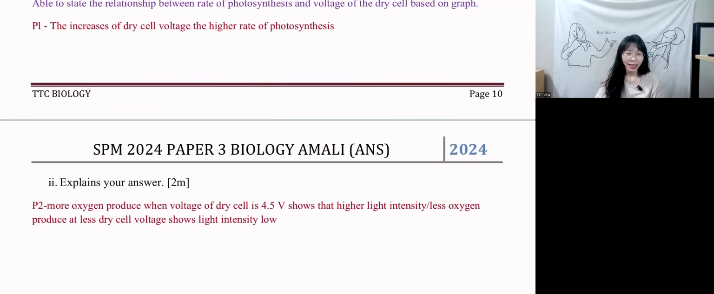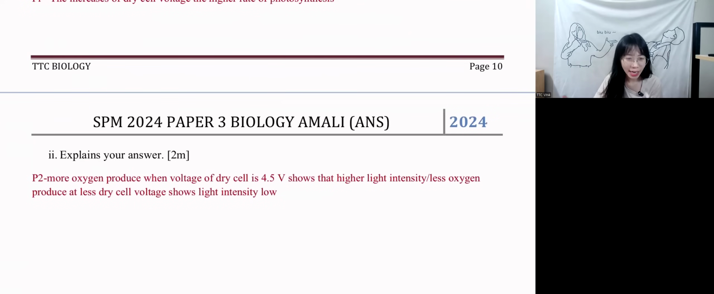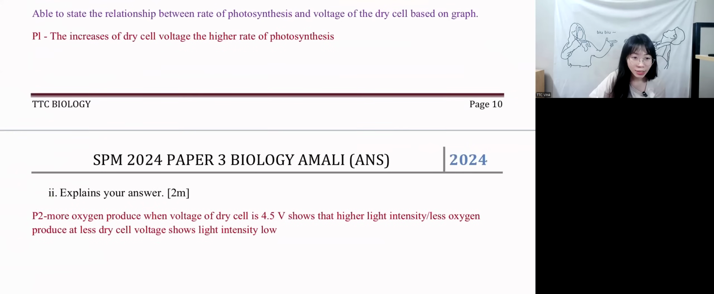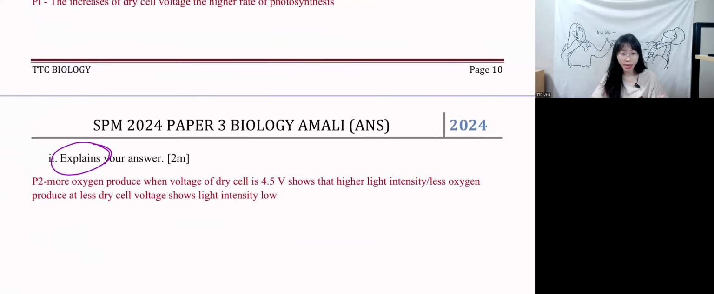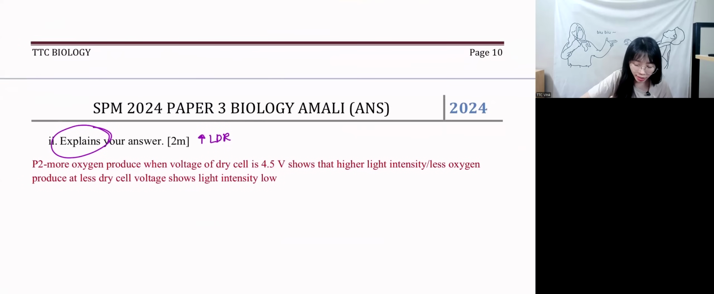Next, explain your answer. How do we explain our answer? Our explanation needs to be based on biology knowledge, because the question here says state. The next question asks you to explain. How do we explain? We have to write, because when there is more light intensity, we have higher light-dependent reaction. When you have more light-dependent reaction, more oxygen is being produced. The keyword is more. More oxygen is being produced because we have higher light intensity, higher light-dependent reaction. Then this is your answer.